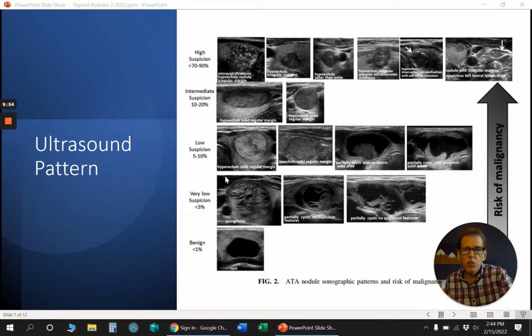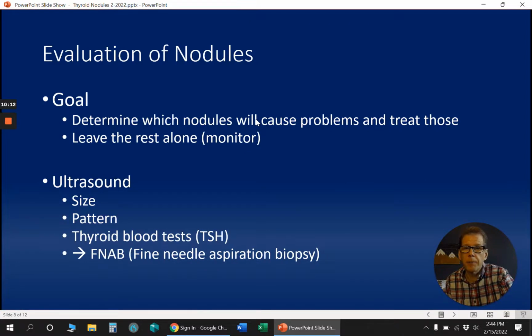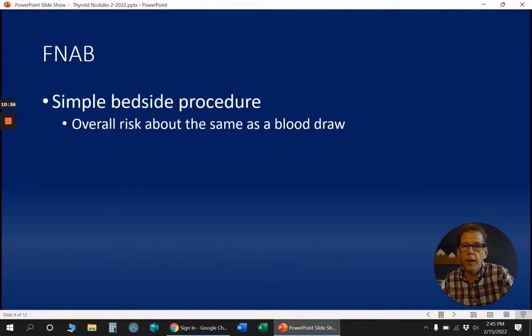Now, the American Thyroid Association recommends that we think about biopsying these thyroid nodules based on their pattern and size. So we can see no biopsy for those benign ones, and then as we come up, larger than 2 centimeters, 1.5 centimeters, 1 centimeter, 1 centimeter is generally the recommended threshold for biopsy. So again, when we evaluate nodules, we want to determine which ones are likely to cause problems and treat those and leave the rest of those alone. So when you and I meet, we will be looking at all of these things and ultimately making a decision about which, if any, nodules would really be best evaluated by doing this test called the fine needle aspiration biopsy.